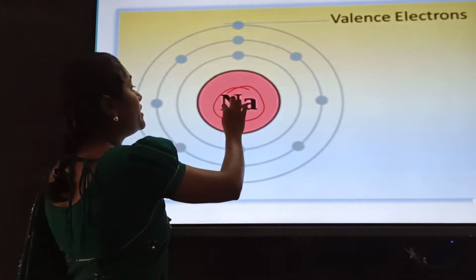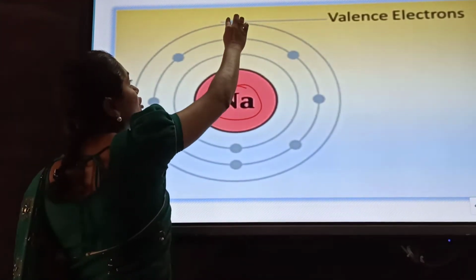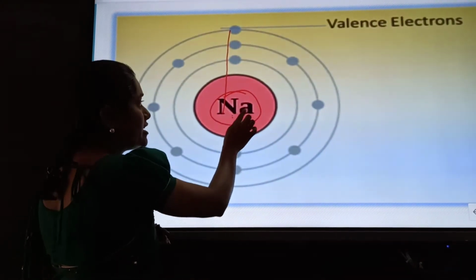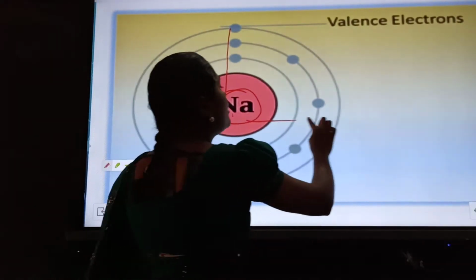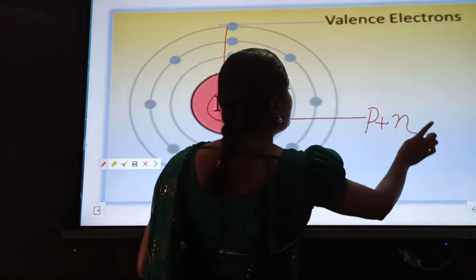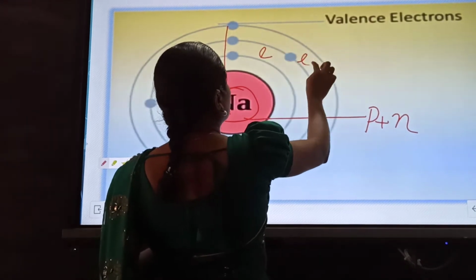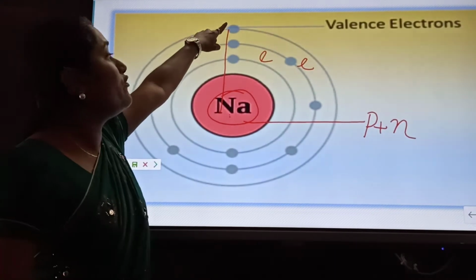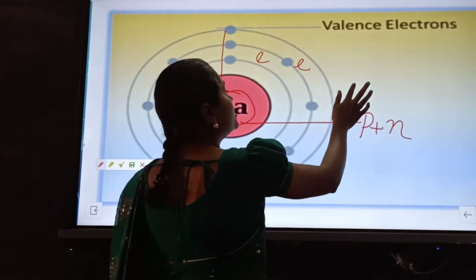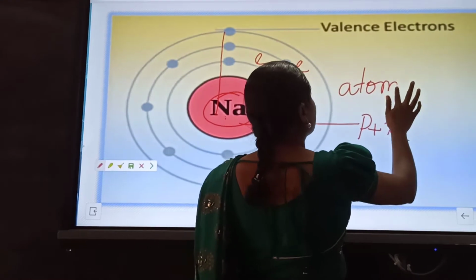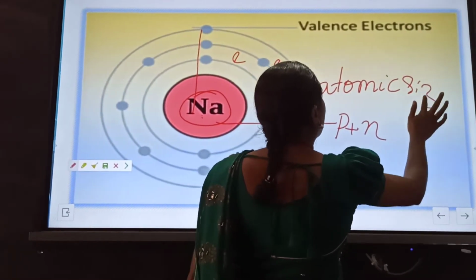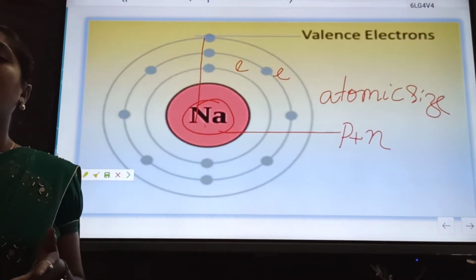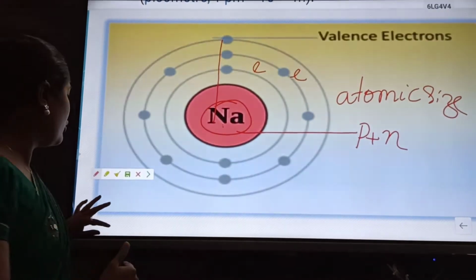The distance between the center of a nucleus and the electrons of the outermost shell. This is the nucleus, we all know, where we have protons and neutrons, and these are the electrons. So the distance between the center of the nucleus and the outermost shell, we call it the atomic size. How this atomic size increases or decreases in a period or a group, we are going to learn now.